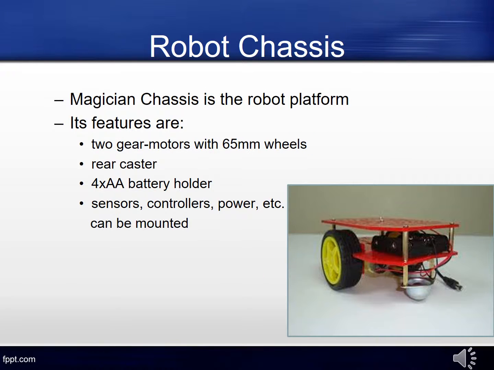For our project implementation, we selected the Magician chassis as our robot platform. This chassis has features like 2 gear motors with 65 mm wheels, a rear caster, and 4 slots for an AA battery holder. This chassis is also capable of holding peripherals like sensors, controllers, and power unit.